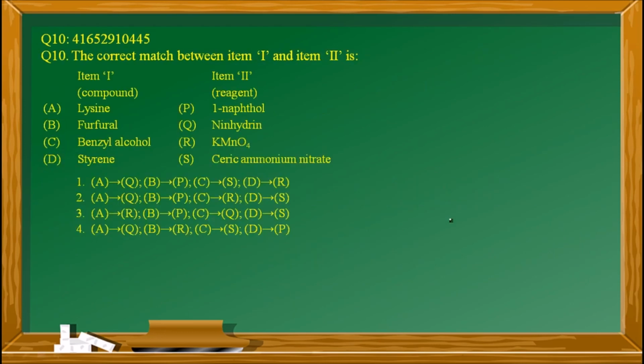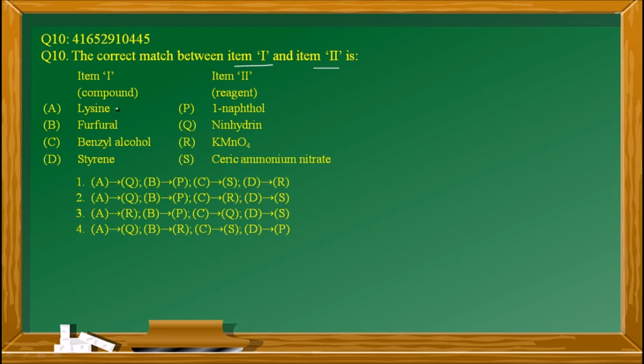Next, question number 10. The correct match between item 1 and item 2: the compounds are given in item 1 and the reagents are given in item 2. The compounds are lysine, furfural, benzyl alcohol, styrene. The reagents are 1-naphthol, ninhydrin, KMnO4, ceric ammonium nitrate. They have given different combinations. Let us work on them one by one.